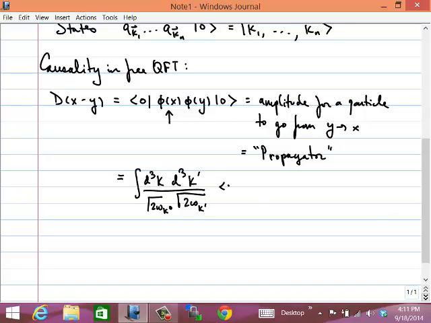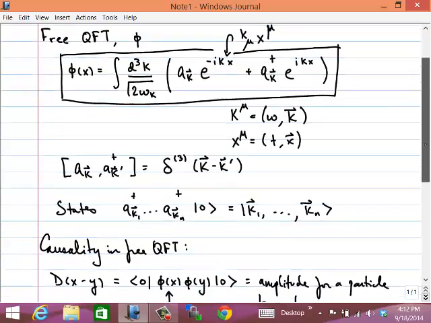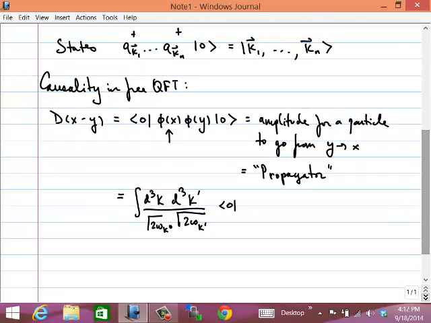And then you'll have the vacuum expectation value of what? Well, this linear combination of a_k and a_k dagger. Now remember, a_k annihilates the vacuum when acting on it from the left, and a_k dagger will annihilate the vacuum when acting on it from the right.